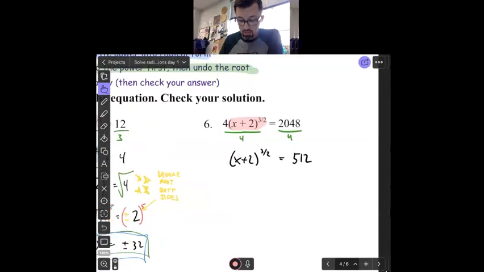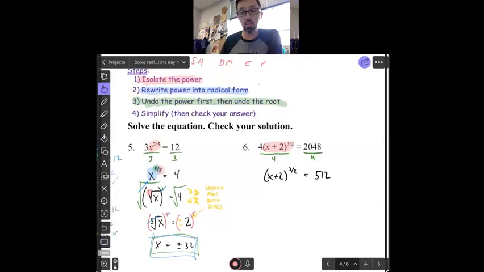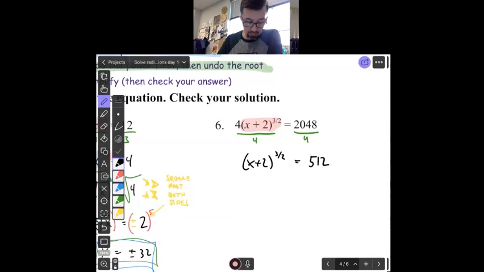And now that I've done that, I want to go ahead and rewrite that into radical form. So look at that, x plus 2 to the 3/2. I want to rewrite that as a radical. So I want a radical first. So square root, or just a root here. And then I want to say, well, what type of root am I going to take? So I want to look at that index. So that should go here.